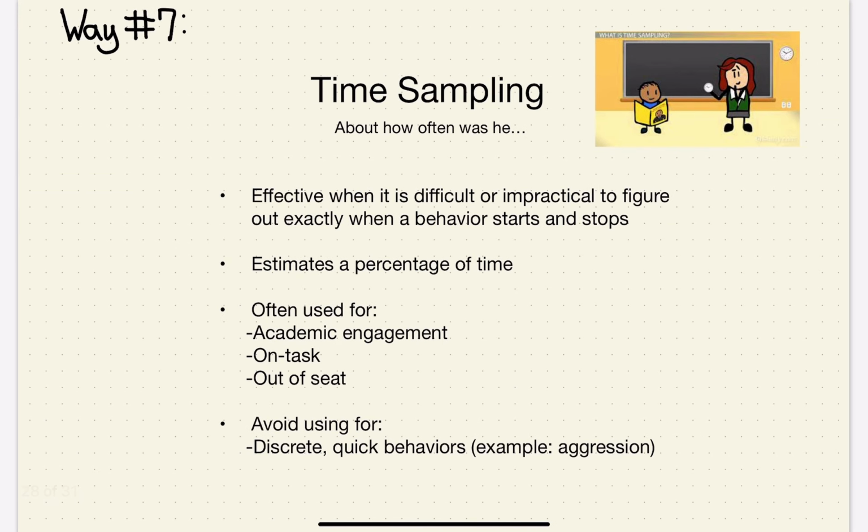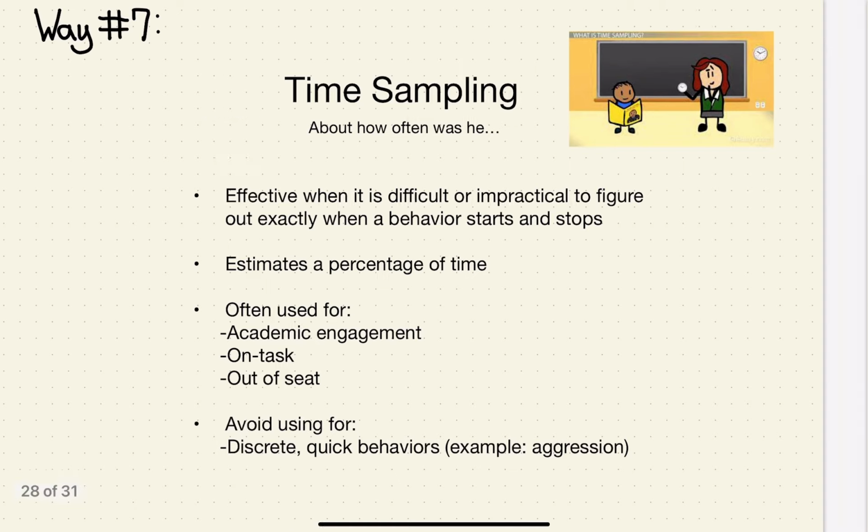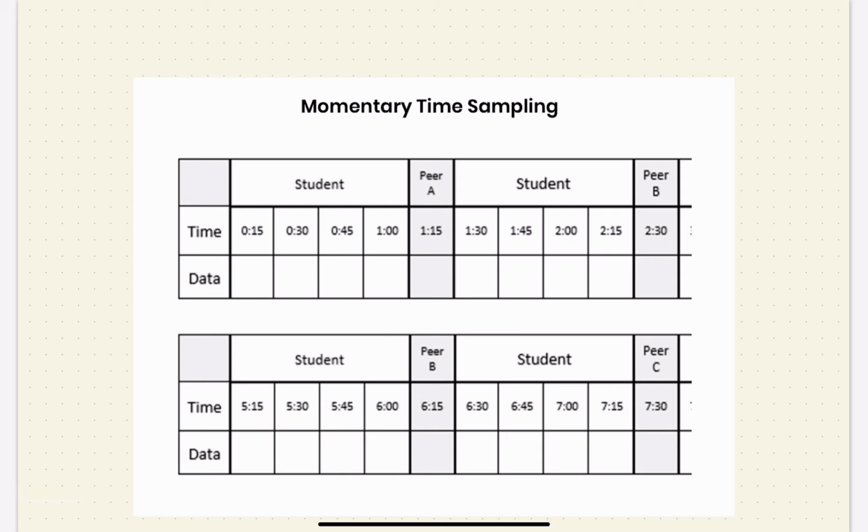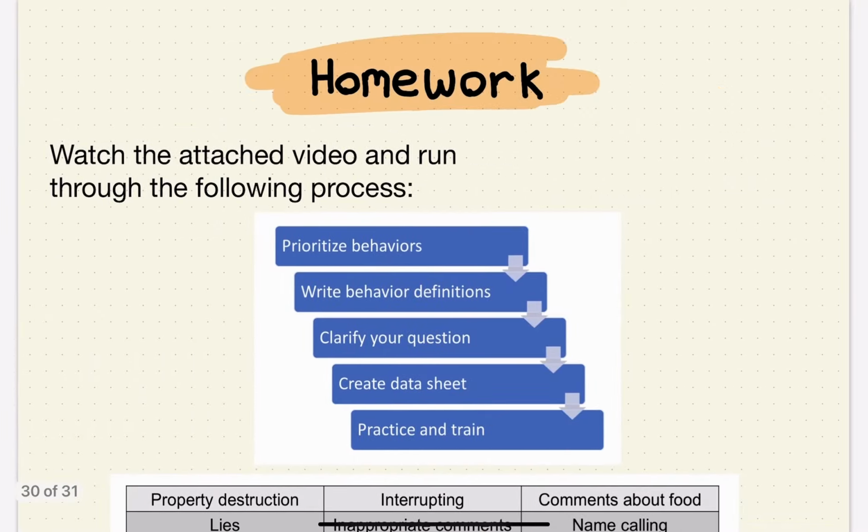And then we have way number 7, which is time sampling, about how often was this student blank. So this is really effective when it's difficult or impractical to figure out exactly when a behavior starts and stops. It estimates a percentage of the time. So often you'll use this for academic engagement or on task or out of seat, but we would avoid using this for any type of discrete or quick behavior such as aggression. So here's an example of what momentary time sampling looks like. You see there are just consistent intervals at which you would collect data on this student at any given time.